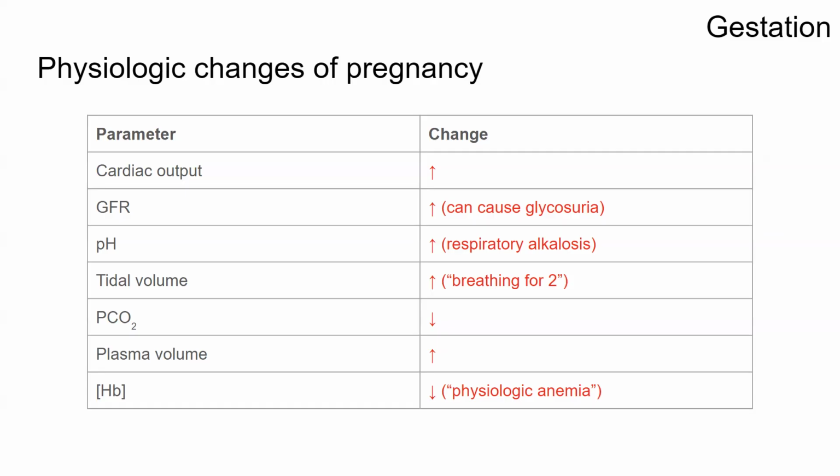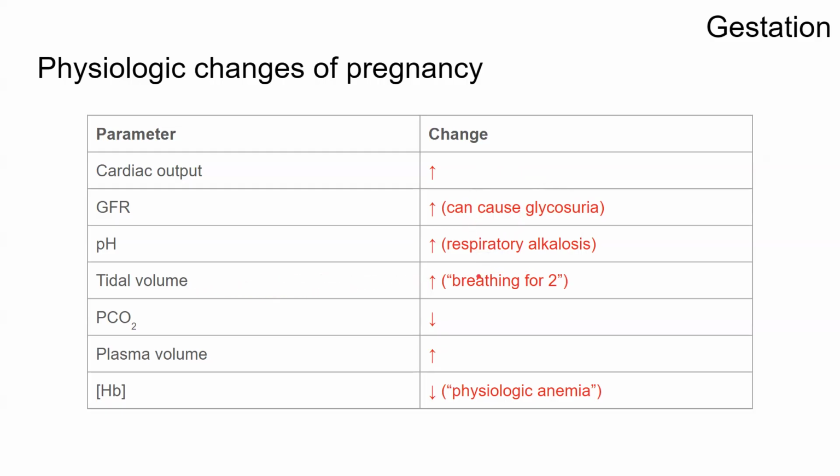Another thing that changes during pregnancy is pH, or the acid base balance in mom. The pH increases, which means that there's an alkalosis. She's alkalotic, and then of course you have to think, well, is this alkalosis respiratory? Is it metabolic? Is it mixed? All that other fun stuff. In this case, it's likely or mostly a respiratory alkalosis, and that's because tidal volume increases.